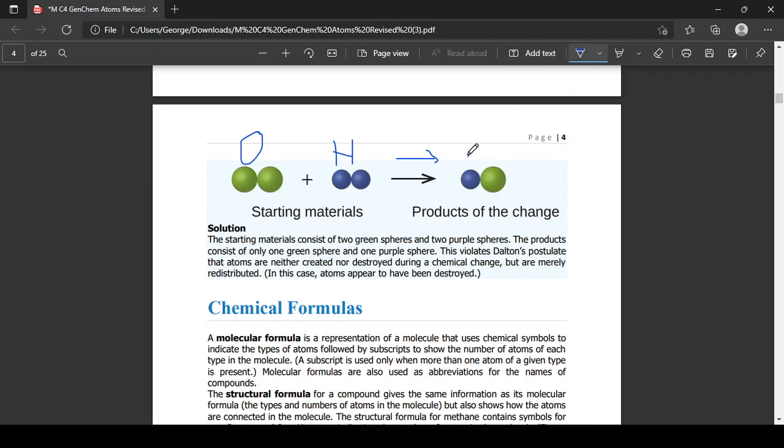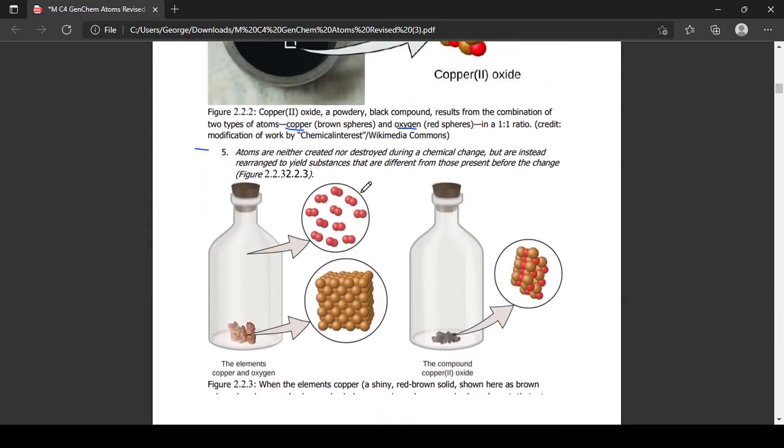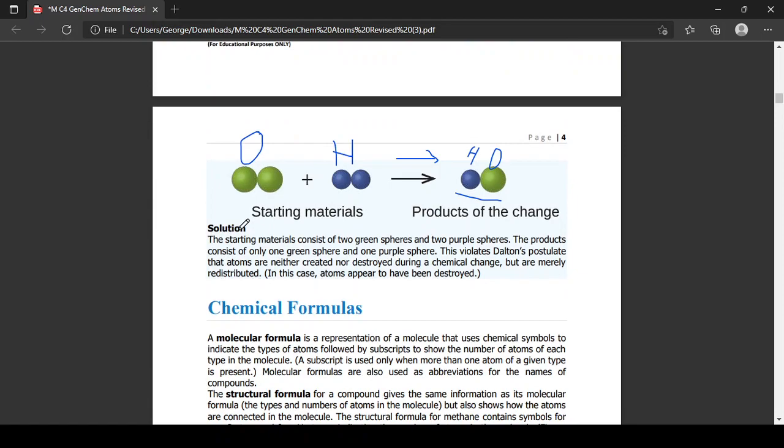Look at rule number 5: our hydrogen should not have been destroyed, kids. Our hydrogen became smaller and our oxygen became bigger. Therefore, our Dalton's atomic theory has been violated. Our product of change does not conform with our rule number 5. So in the solution, the starting materials consist of 2 green spheres and 2 purple spheres. The product consists of only 1 green sphere and 1 purple sphere. This violates Dalton's postulate that atoms are neither created nor destroyed during a chemical change but are merely redistributed.